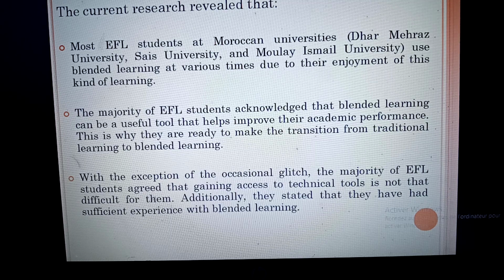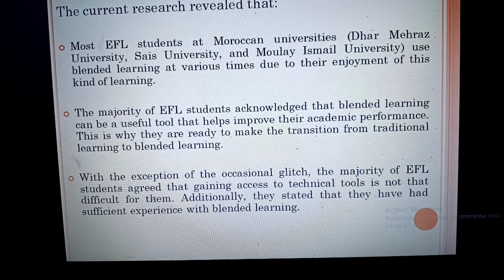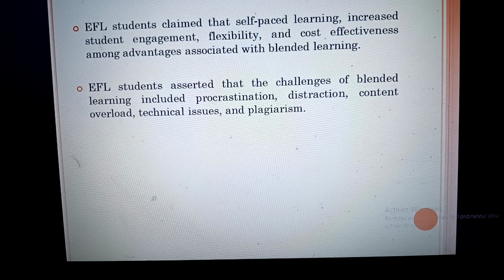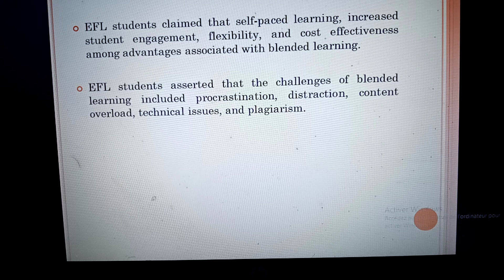With the exception of the occasional glitch, the majority of EFL students agree that gaining access to technical tools is not that difficult for them, and additionally, they stated that they have had sufficient experience with blended learning. Another finding to be included here is that EFL students claimed that self-paced learning increased student engagement, flexibility, and cost effectiveness among the advantages associated with blended learning. And of course, blended learning has some disadvantages, including procrastination, distraction, content overload, technical issues, and plagiarism.